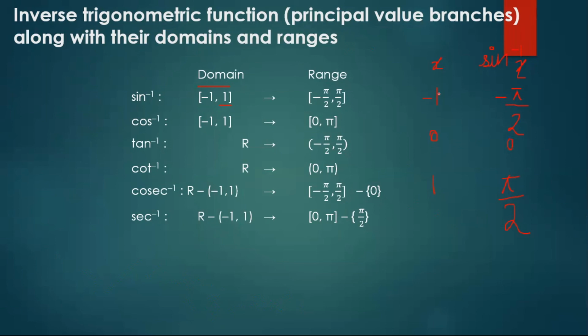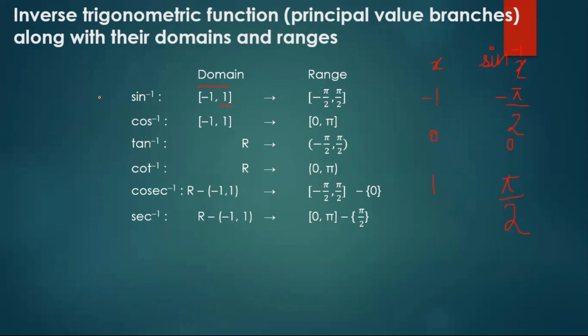Now whatever value you take, it will be only between negative 1 and 1. And when you take the inverse of that value, it will be between negative pi by 2 and pi by 2. So your domain is negative 1 to 1, and your range is minus pi by 2 to pi by 2. Is it clear?